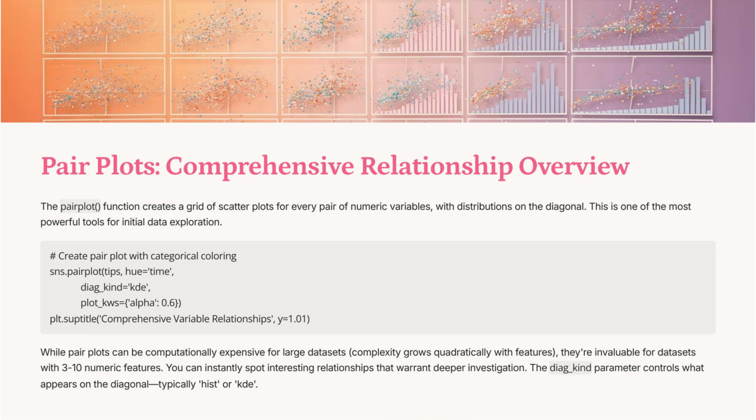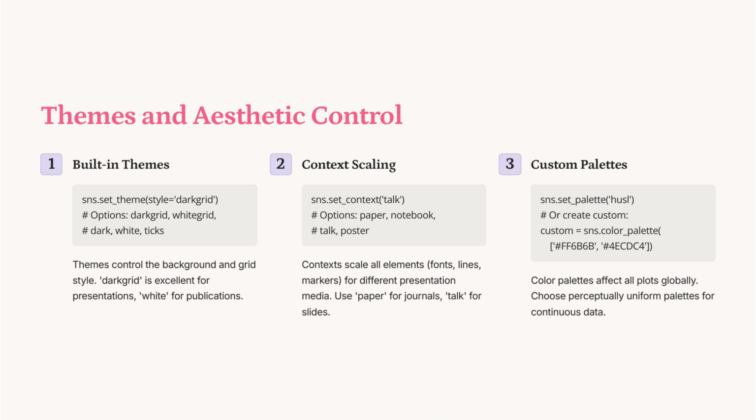The pairplot function generates a grid of scatter plots for each pair of numeric variables, with distributions on the diagonal. It's ideal for initial data exploration, especially for datasets with 3 to 10 numeric features. Use sns.pairplot with hue and diag_kind to visualize relationships and distributions, though it can be computationally intensive for larger datasets.